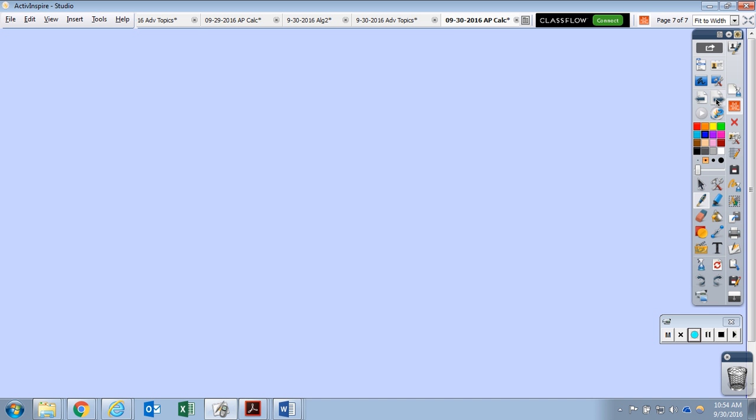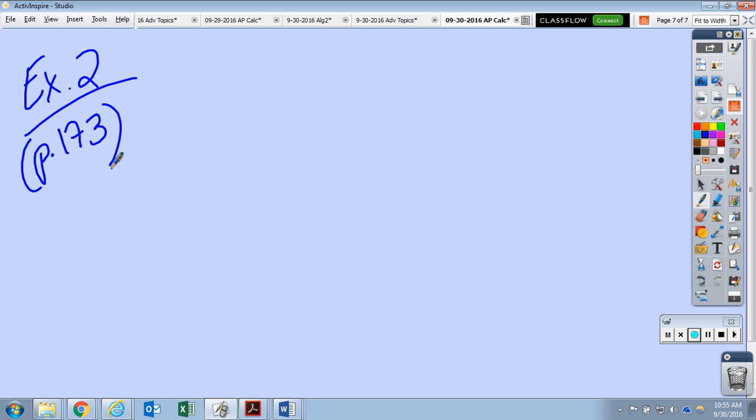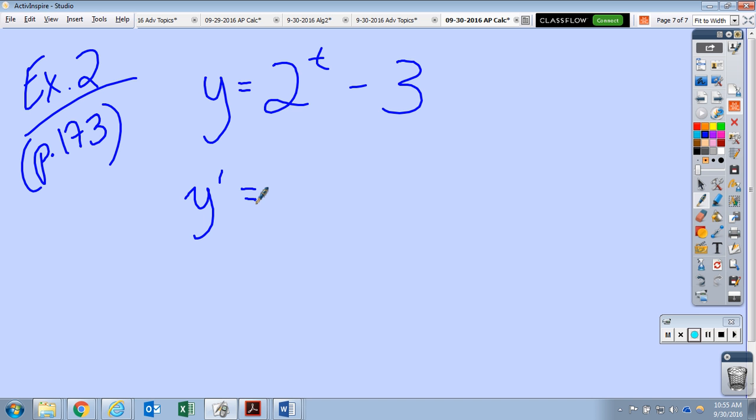Let's say you had y equal, this is example 2, if you want to follow along on page 173. Let's say y is equal to 2 to the power of t minus 3. So then y prime. I don't even know why I had to throw on that minus 3. I really don't want to focus on it at all.